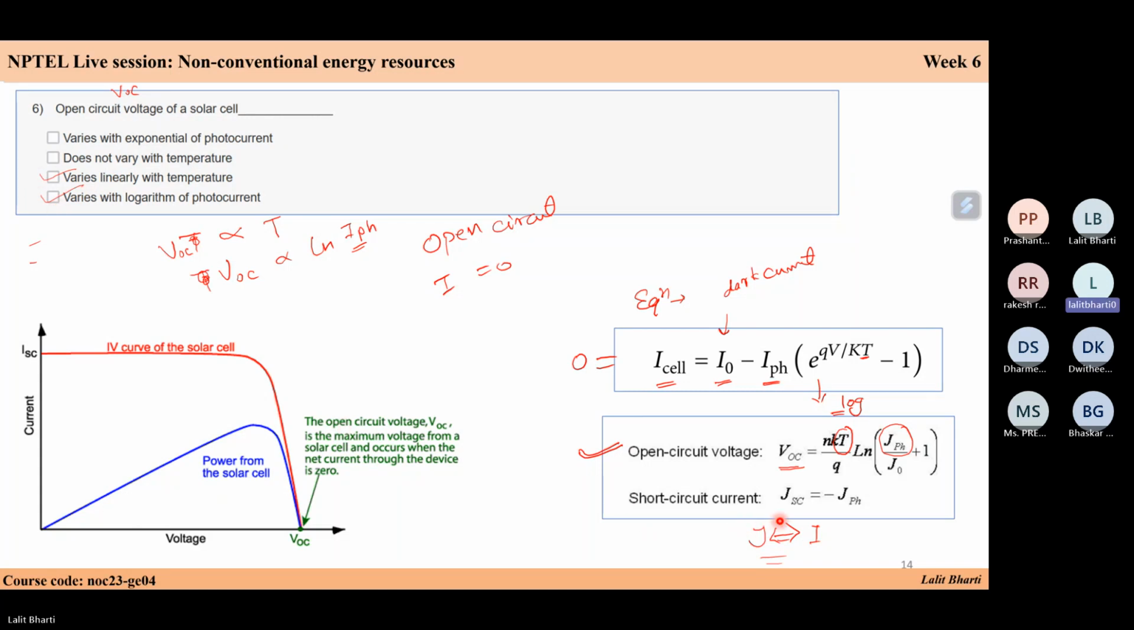And for the short circuit current, you get ISC is equal to minus IPH. So this is the condition. Both conditions come from this current equation. So you should understand the current equation and the different conditions of the current equation.